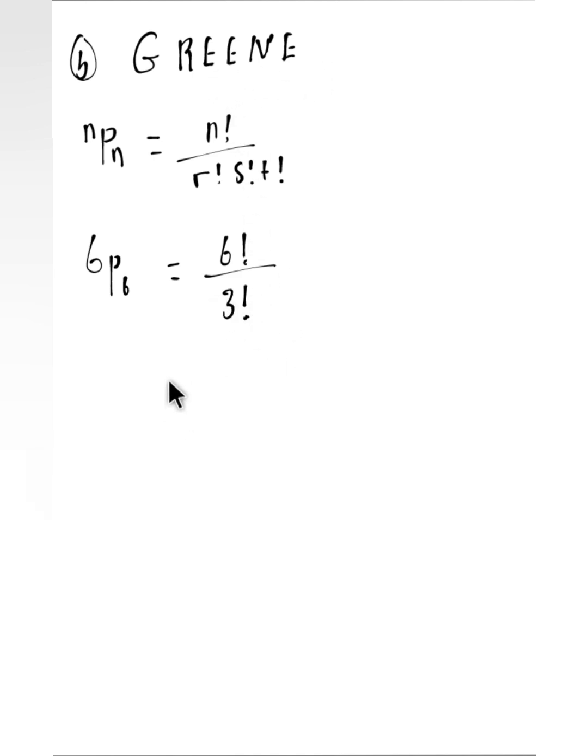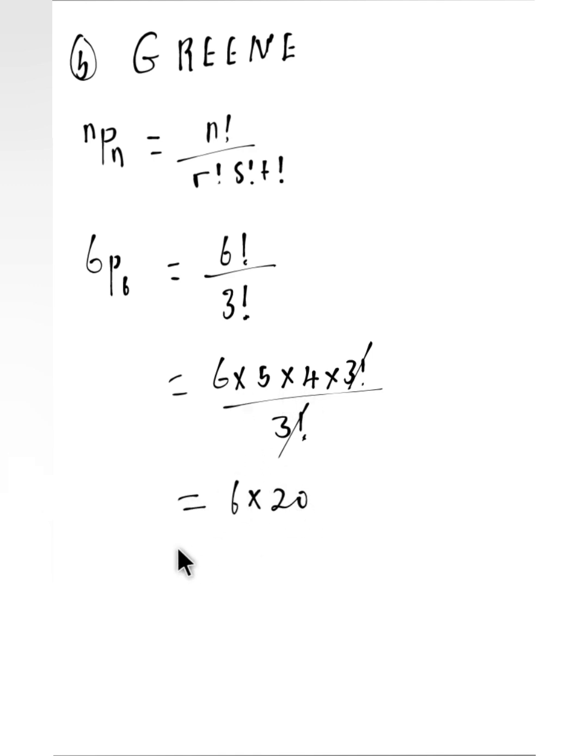Now when we simplify this further, we have 6 times 5 times 4 times 3 factorial all over 3 factorial. Then 3 factorial will cancel out. So we'll be left with 6 times 20, which is equal to 120 ways. And that is the answer.